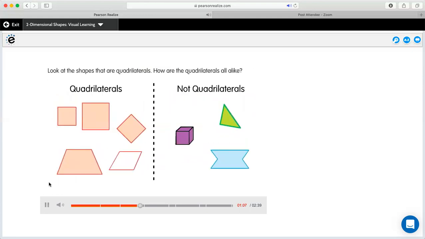Look at the shapes that are quadrilaterals. How are the quadrilaterals all alike? The quadrilaterals all have four sides. The quadrilaterals all have four vertices. The quadrilaterals all have four angles.